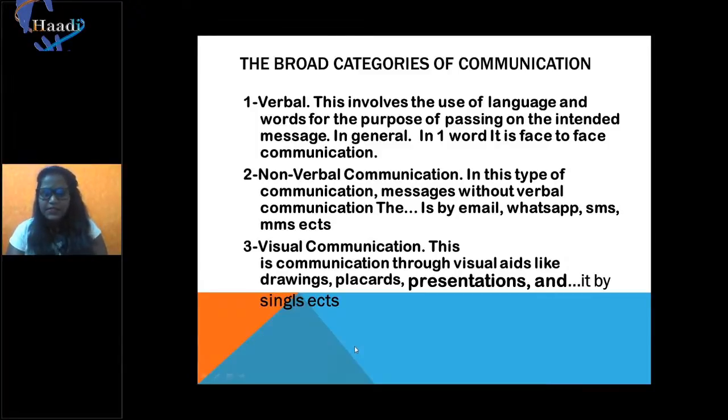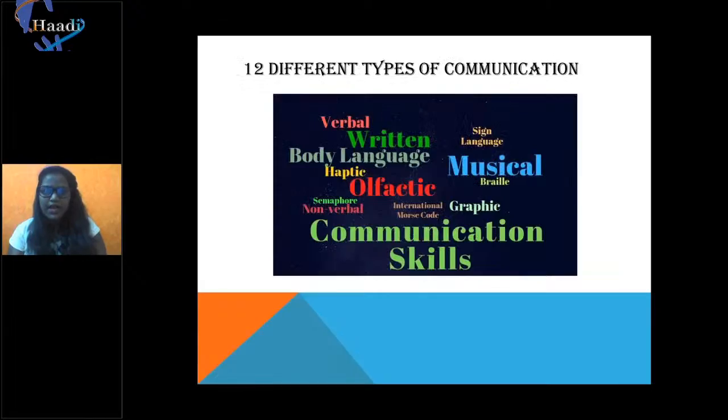Without seeing the person face to face, we communicate just by messages, WhatsApps, etc. So that is non-verbal communication. And visual communication is communicating through visual aids like drawings, placards, presentations, etc., and by signals.